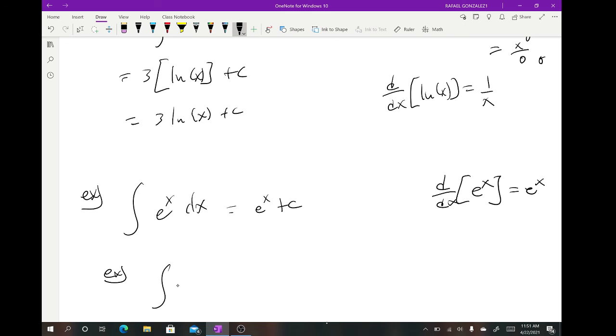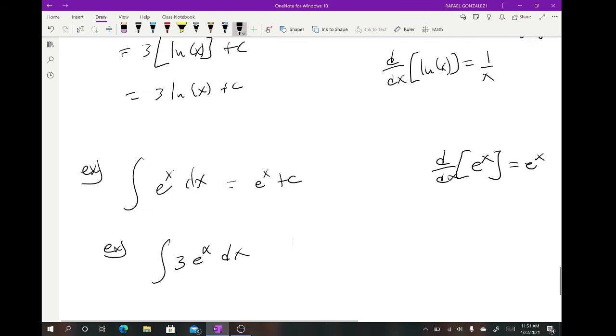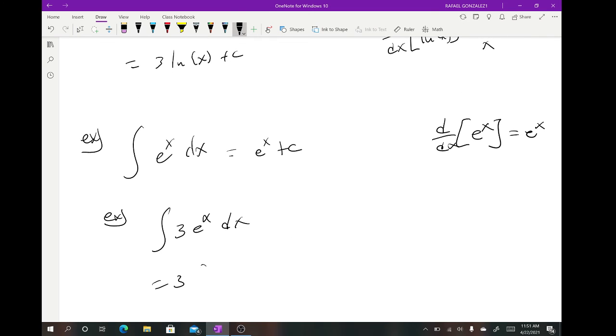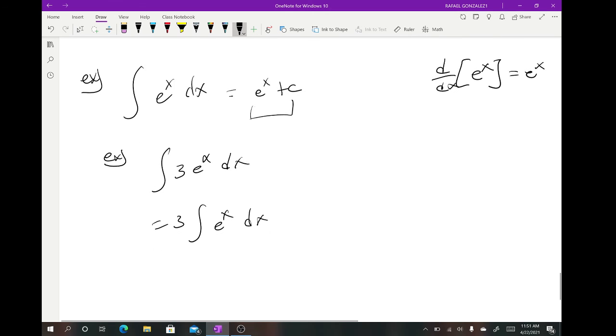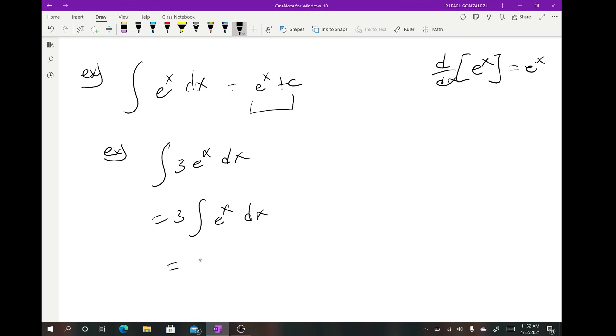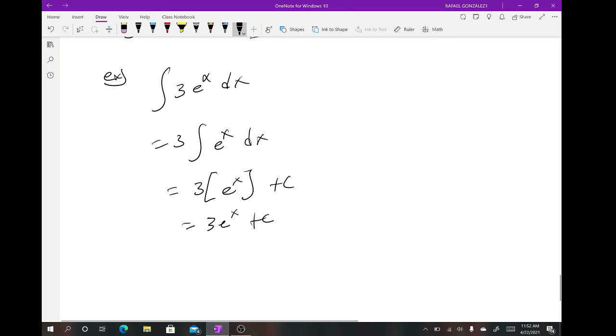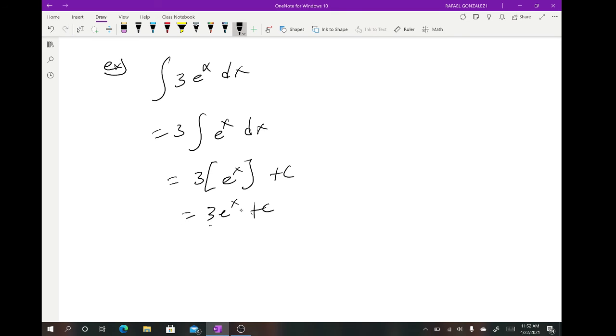If somebody gave you 3e to the x dx, well, you take out the 3, and then now you have e to the x dx, and we just found out that the antiderivative of e to the x dx is e to the x plus c. So this is equal to 3 times e to the x plus c, which is just 3e to the x plus c. And that makes sense, because when you take the derivative of this, you get 3e to the x, and the c goes away because it's a constant.